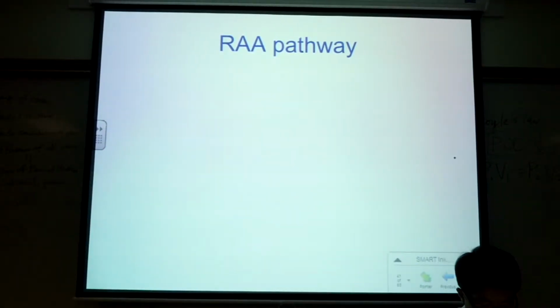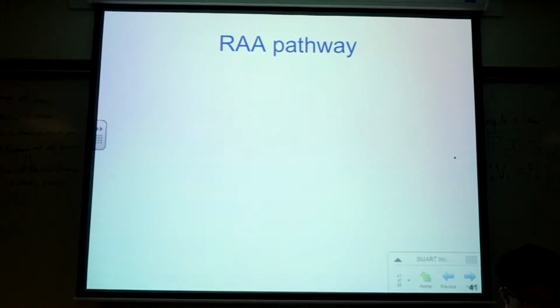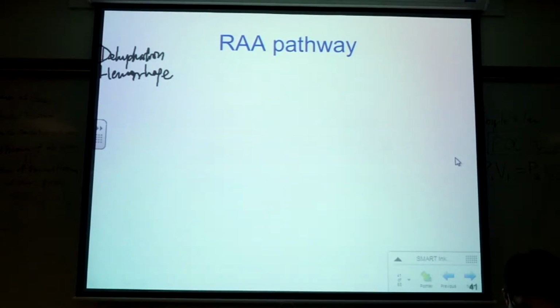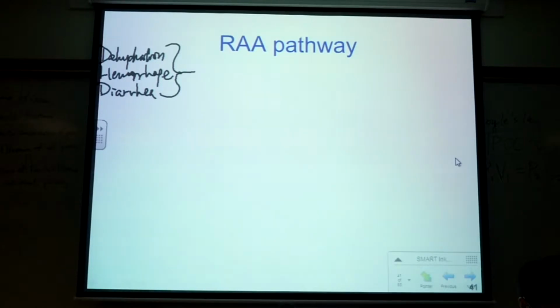Okay, here is the RA pathway. So let me see if I can fit everything into one screen here. So it can be caused by dehydration, or hemorrhage, or diarrhea. All these can cause the decrease in blood volume.